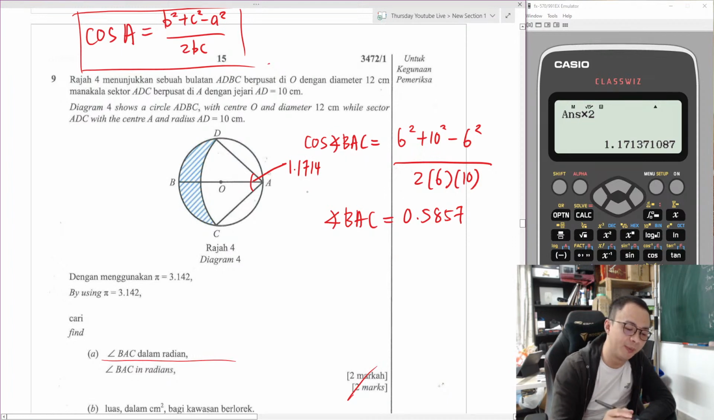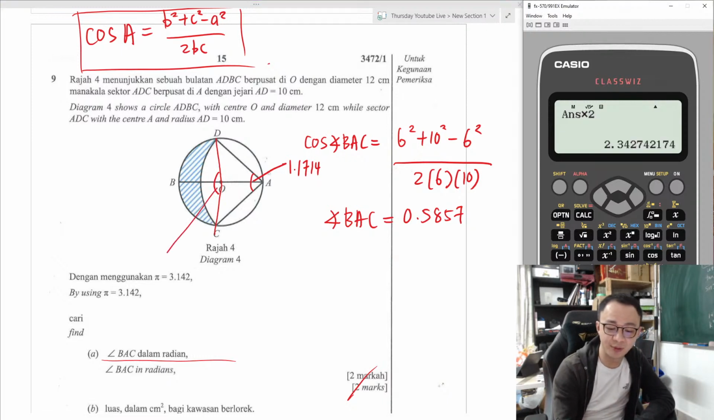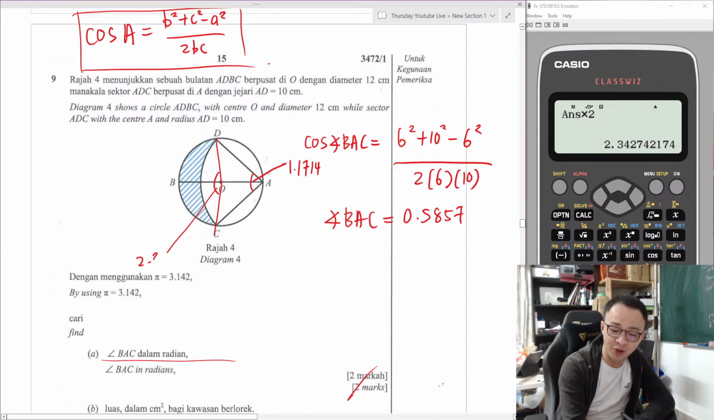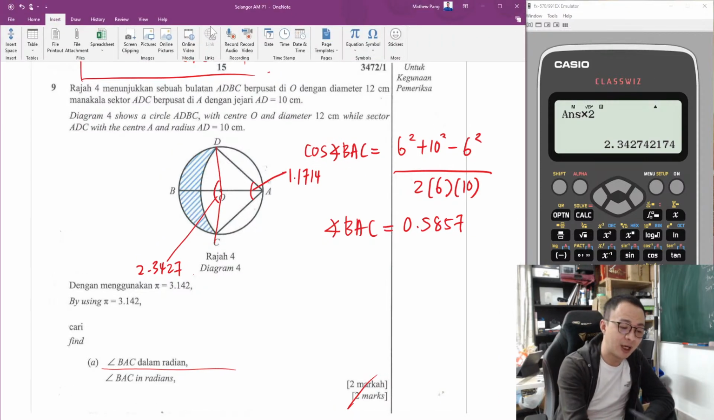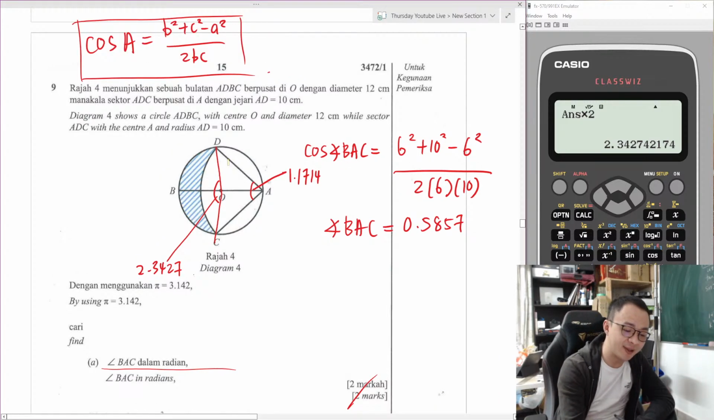Okay, and then I will need to draw out something like this. So you should be able to see there's a big sector here. For this sector, based on the double angle formula, I can easily know the angle in between here, because it is a double angle. So this angle itself will be this angle times 2. This is 2.3427.